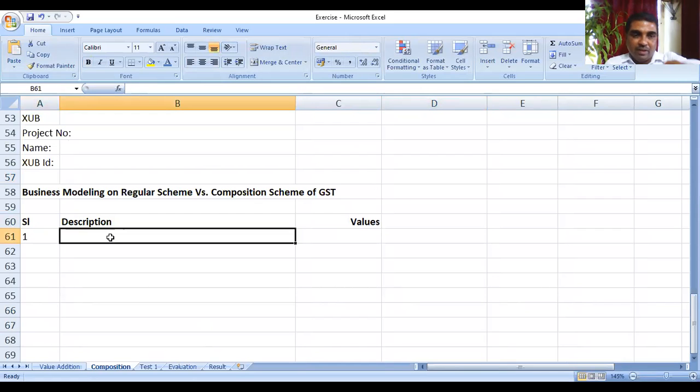We are developing this model in such a way that when we feed in some data, decisions can automatically be taken on whether one should go for the composition scheme or a regular scheme. First, let us take the rate under the regular scheme.